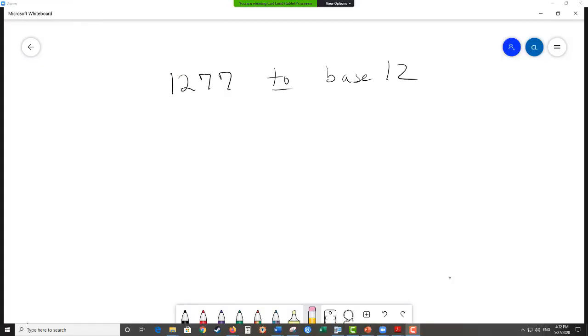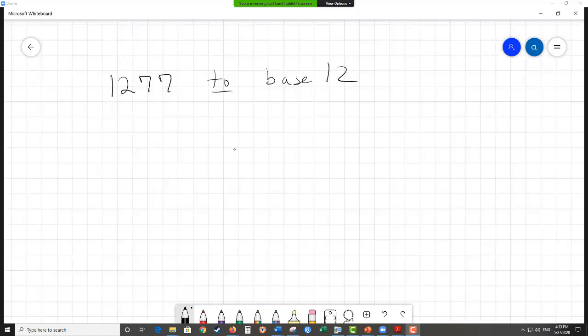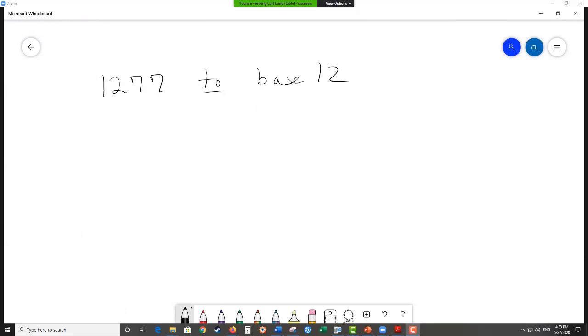So what I like to do here is start by listing my powers of 12. I know that 12 squared is 144. I want to see what 12 cubed is, so let's pull the calculator up. It's not being very responsive. I have too many windows open right now. 12 cubed is 1,728. Notice that 1,728 is bigger than this number, by quite a bit. That means we aren't going to have any groups of 12 cubed.